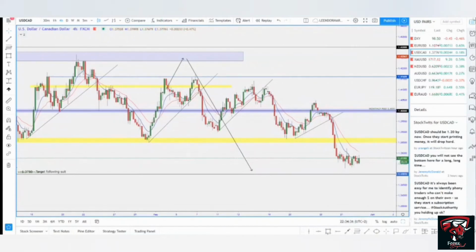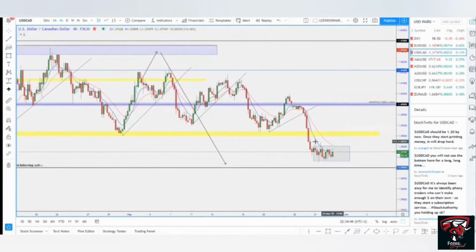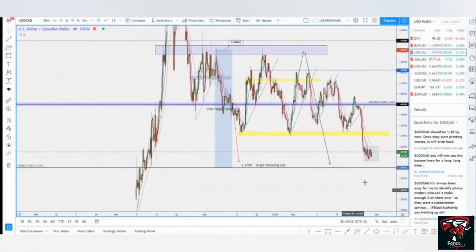But for now, the market is just moving sideways. You can see this is a clearly ranging market. Very clean range. The market is moving sideways. From here, you just wait for a break below and a retest, then you can take that trade to the downside.